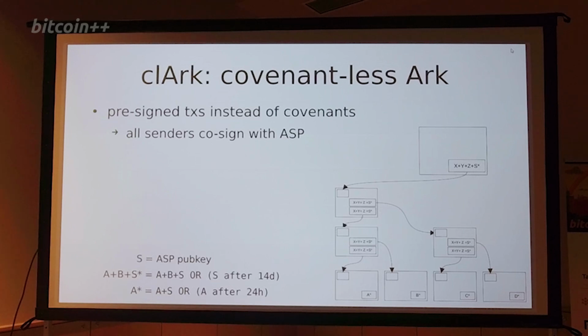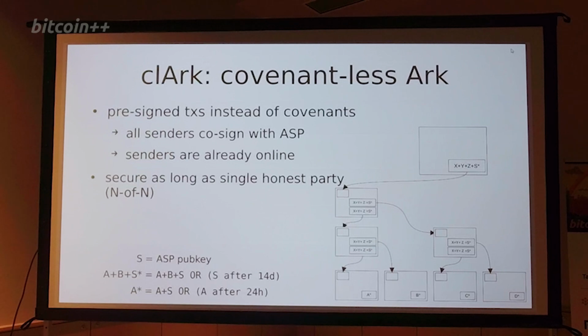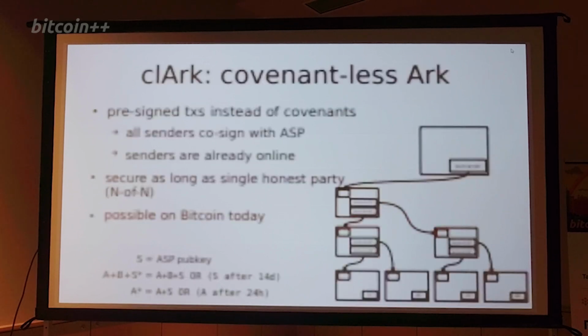So we're going to see later on why this might actually be a valuable model. But even as simple as this, if there's like 1,000 people participating, only one of them, including the ASP, needs to do the right thing, and then your covenant is safe. So if you're part of this, for example, yourself, or the person who sent you money, it's already safe. But I'm going to come back to this. Yeah, so this is an N of N, so a single honest party makes this work.